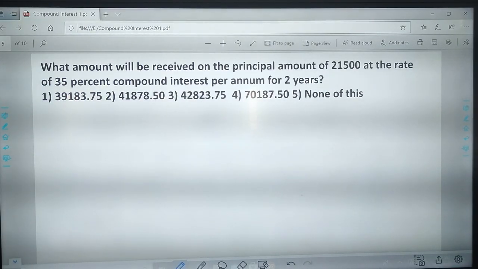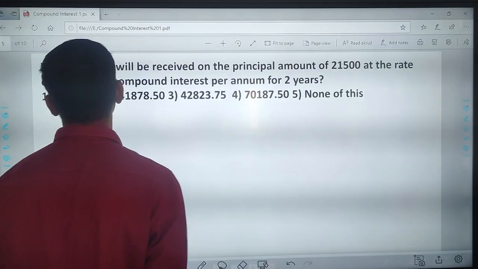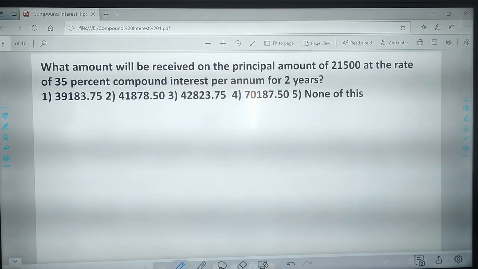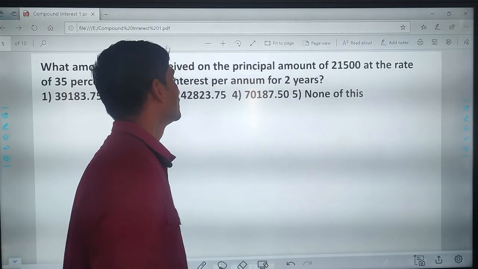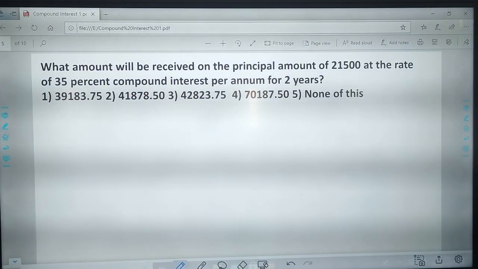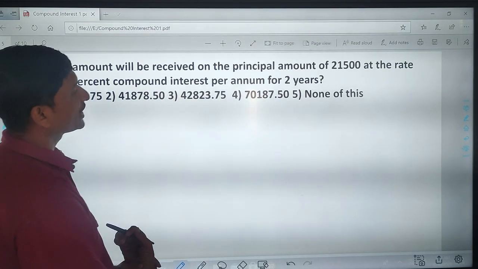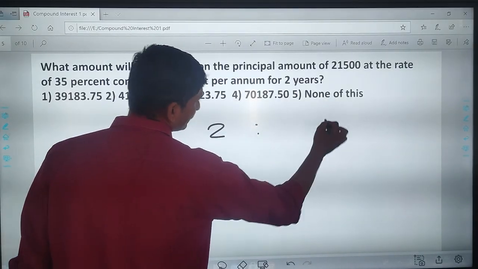Now next. What amount will be received on the principal amount of 21,500 at the rate of 35% compound interest per annum for 2 years? Now here we find the amount after 2 years.